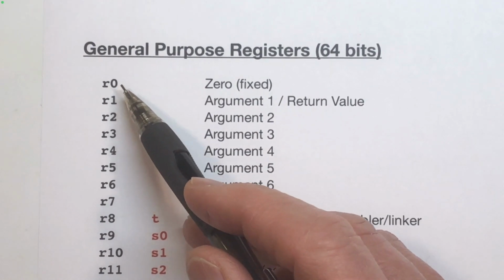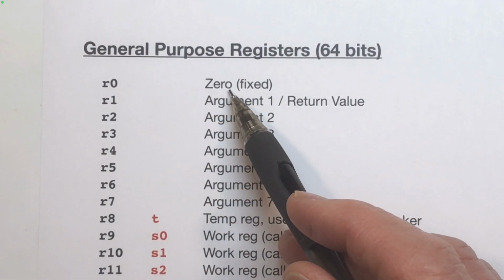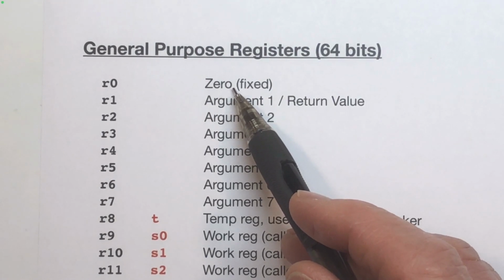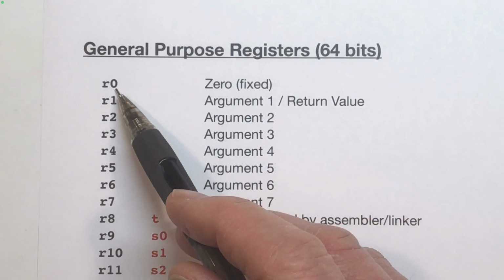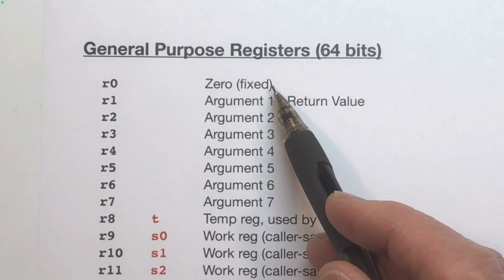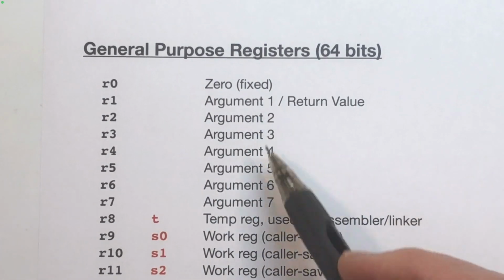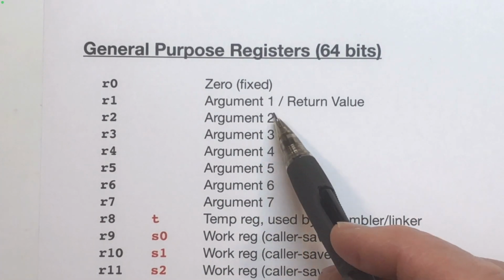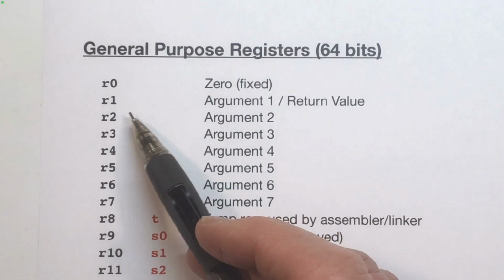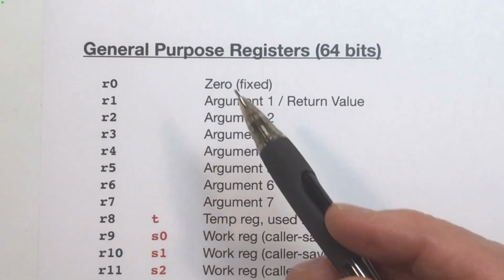Register R0 is hardwired to 0, and it can be used in a machine instruction as the destination when the result is not needed. It can also be used as a source in an instruction if you want 0. R1 through R7 are used to pass arguments to a function, and if the function returns a value, that would be returned in register R1.